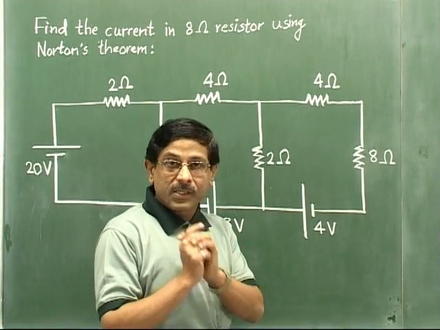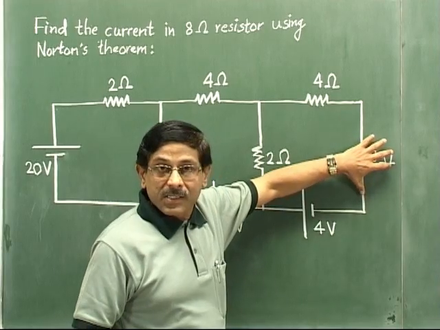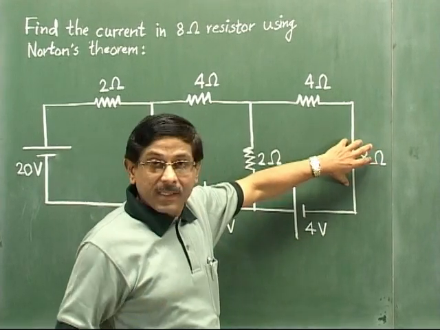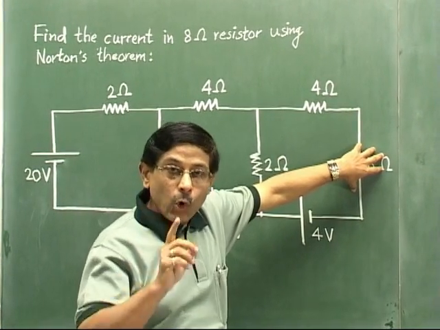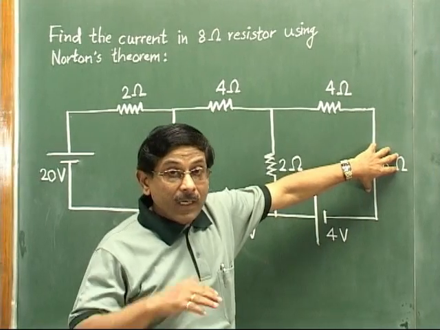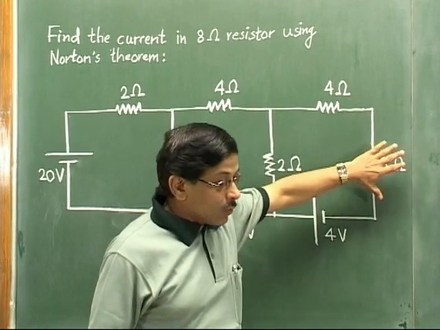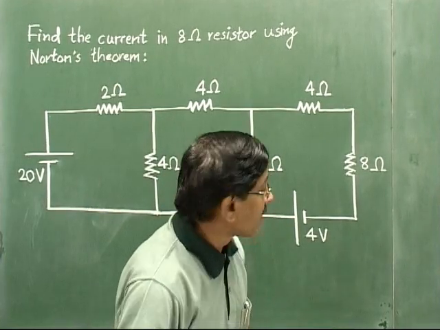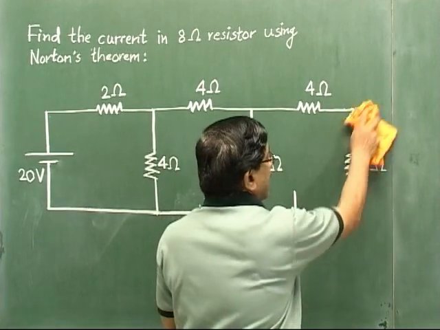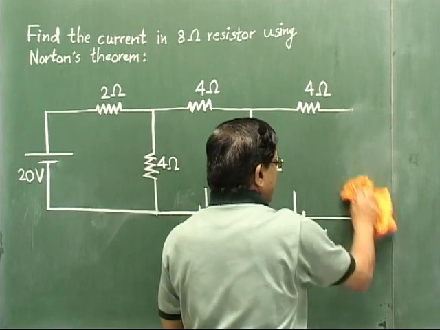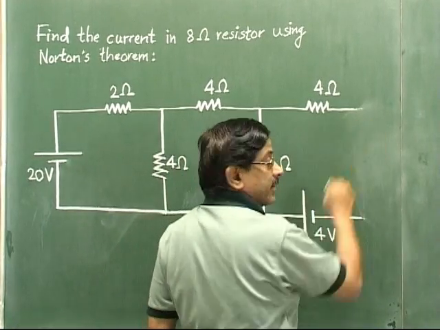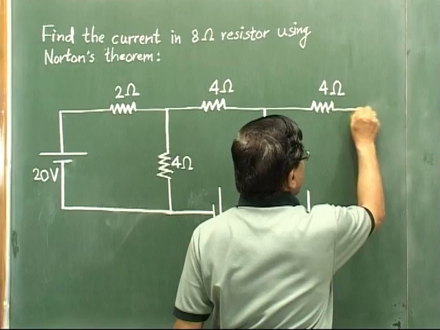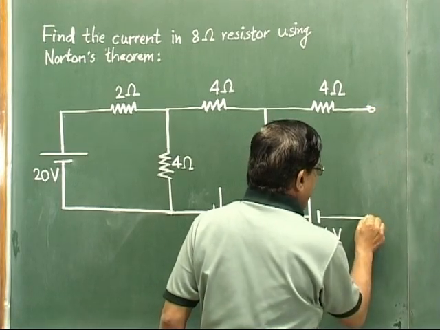So what is our resistance? The resistance is 8 ohm. We want to find the current in this 8 ohm resistor. So we will call this resistor the load resistor RL, and we will remove it from the circuit. After removing the 8 ohm resistor, we get the circuit like this. Exactly in the same manner as we did in Thevenin's theorem, we mark these open terminals with A and B.